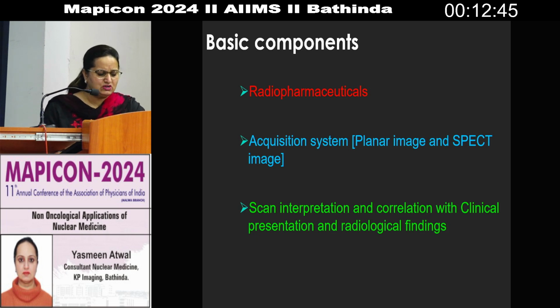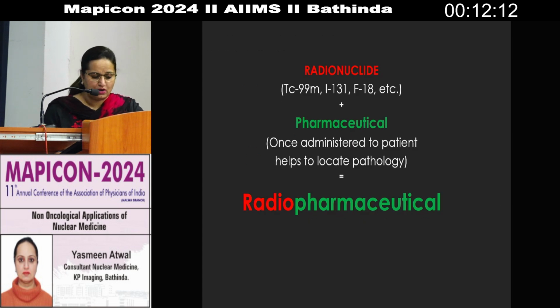The basic components of any nuclear medicine procedure are the radiopharmaceutical, the acquisition system, that means our scanners, the PET scanners and the gamma scanners, and then the analyzing system through which we interpret the scan and correlate it with the clinical presentation and previously done radiological findings. History taking is very important in nuclear medicine scan correlation, as, again I will stress, it is functional and physiological imaging.